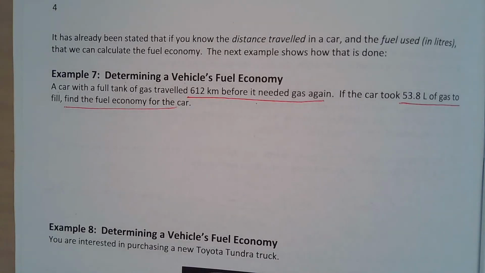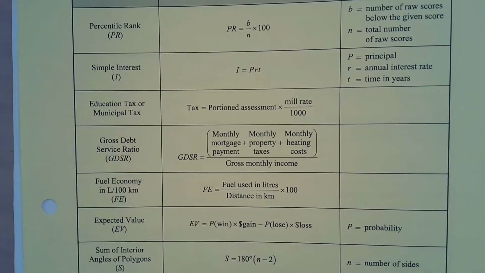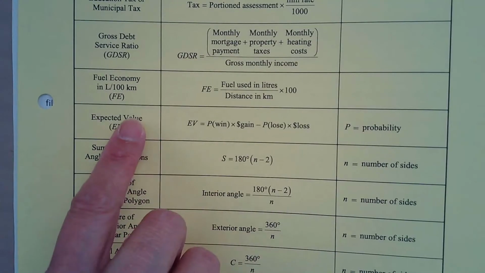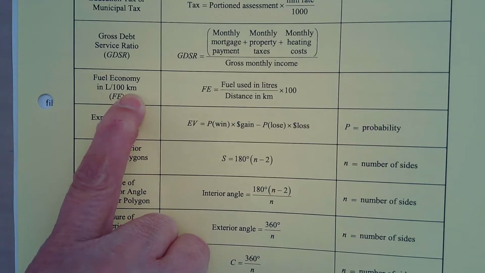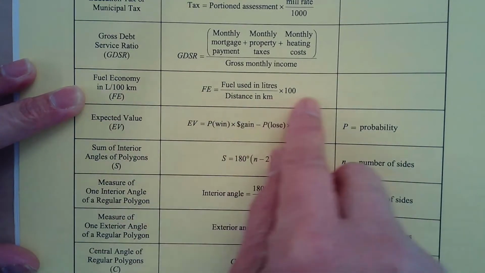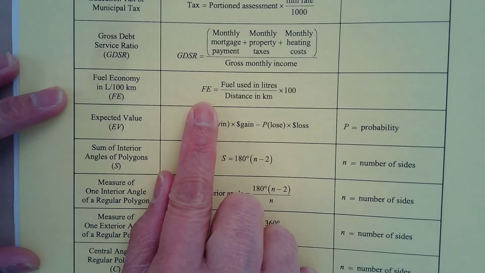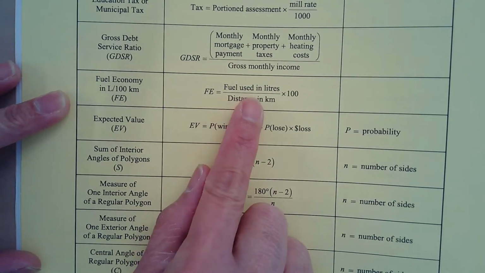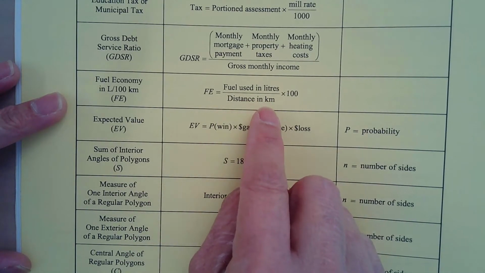Now I'm going to show this to you because we want to be familiar with this formula sheet. Fuel economy, where's that? Right there. Fuel economy in liters per 100 kilometers. So there's a formula for that. If you're not sure, it's right there. FE is fuel economy, equals the fuel used in liters divided by the distance in kilometers, times 100. Okay, so let's write that down.